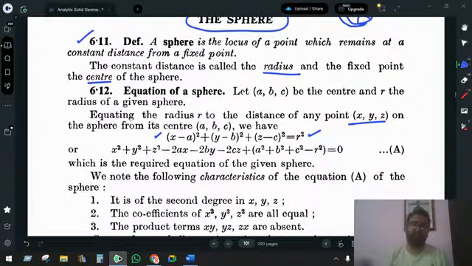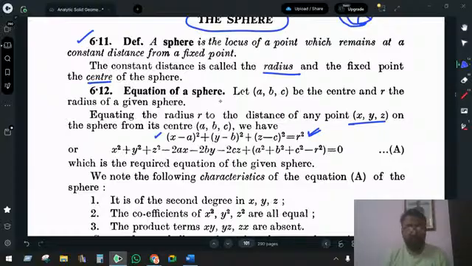So what is the equation of a circle in general? I will tell you. This is the equation of a circle: (x minus a) whole square plus (y minus b) whole square is equal to r square, where (a, b) is the center and r is the radius. And now this is the point for the sphere, so you can see the z coordinate. Is this clear? Yes, sir.